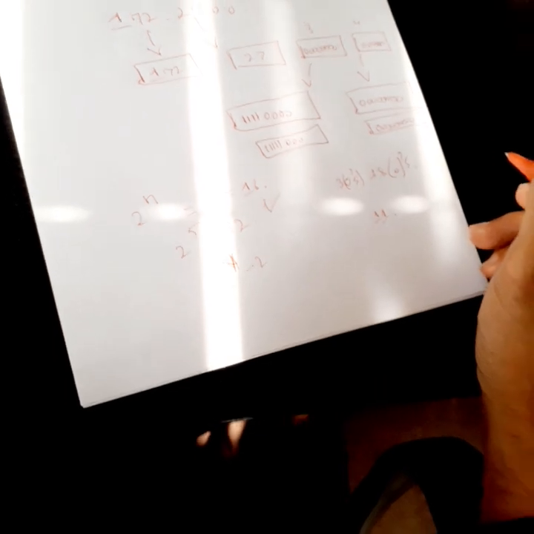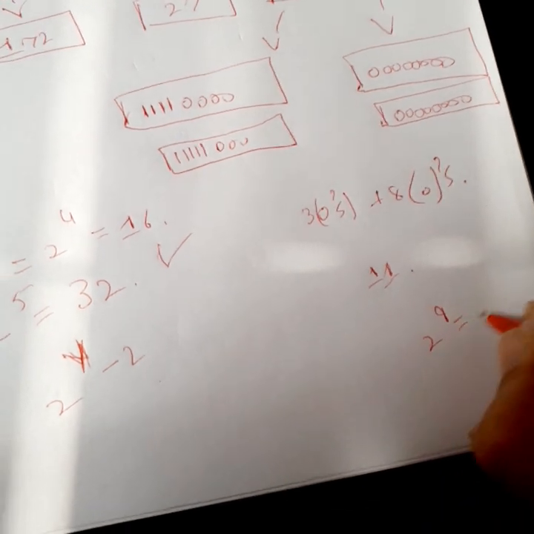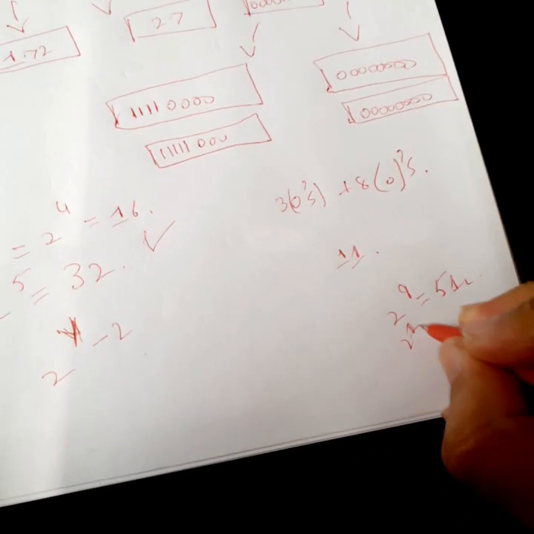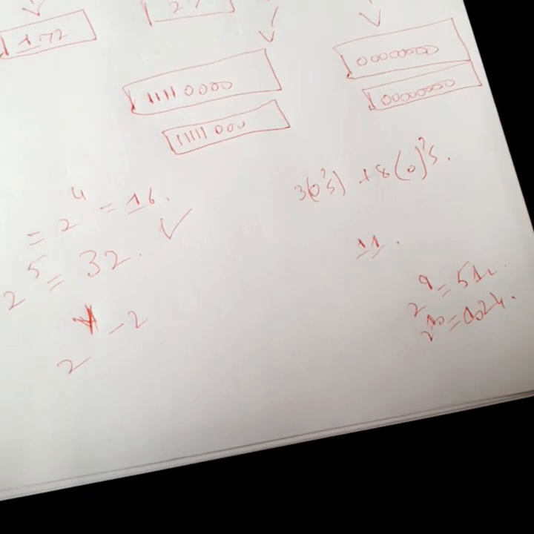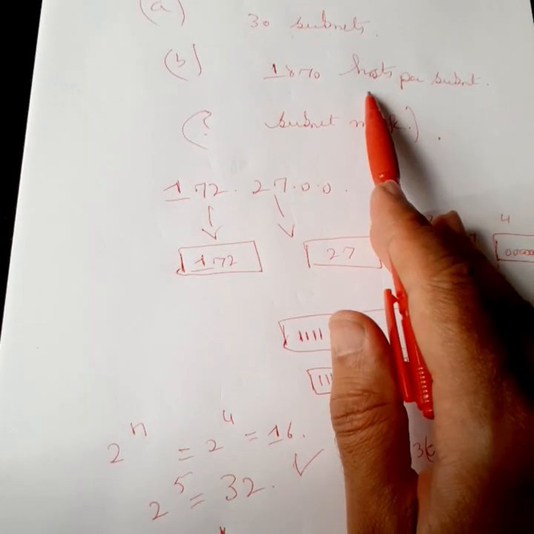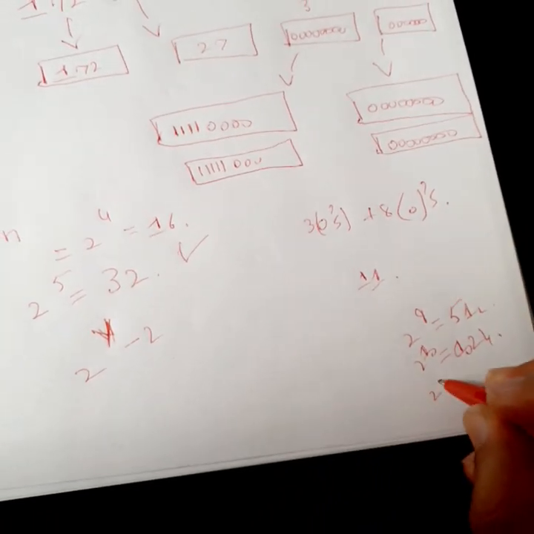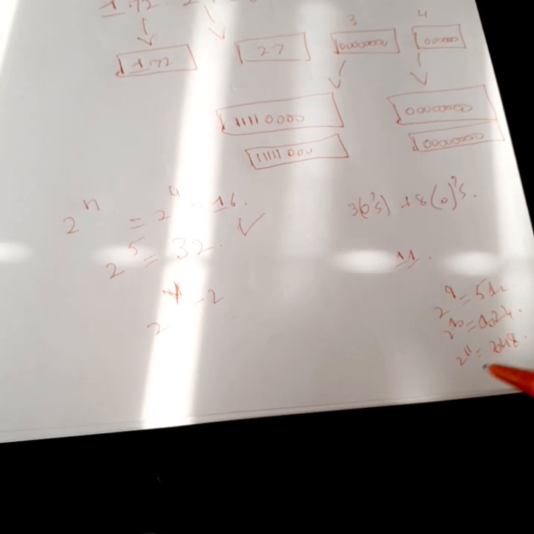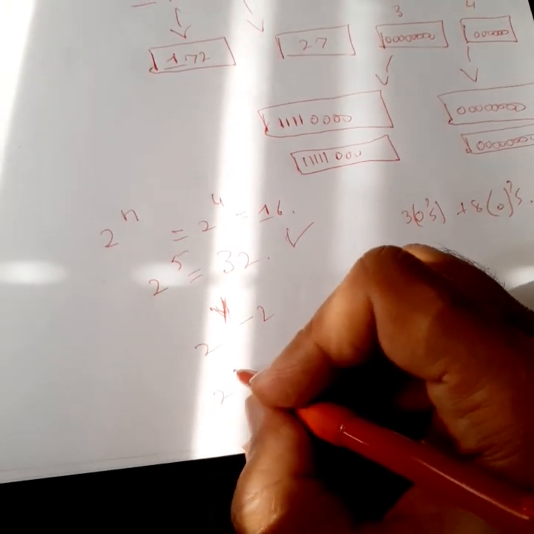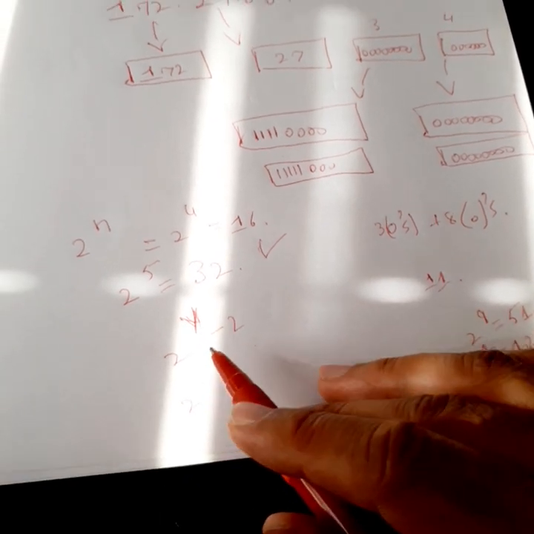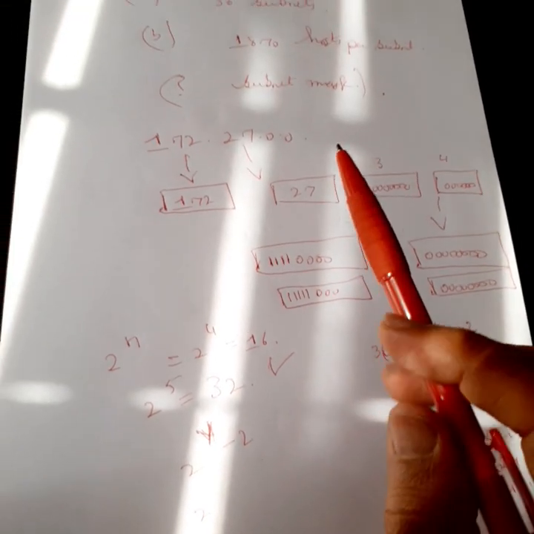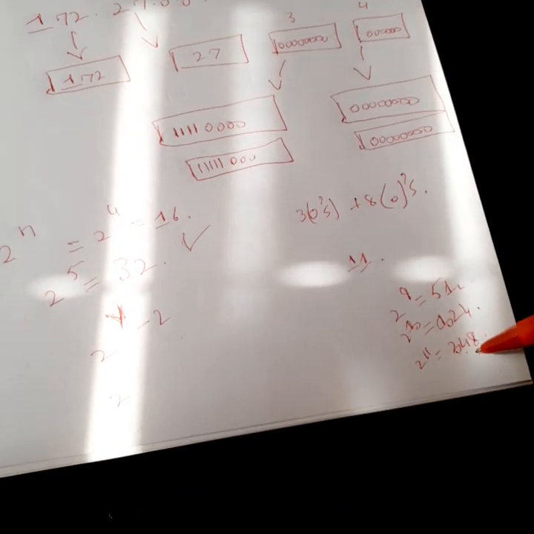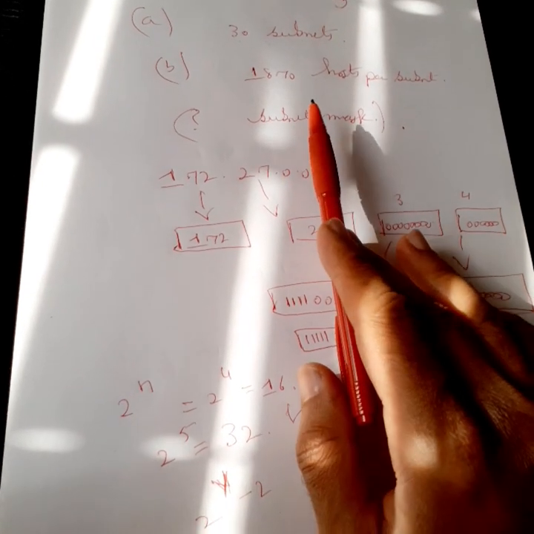Anyone know what 2 to the power 11 is? No? Right, let's see. 2 to the power 9 is 512. 2 to the power 10 is 1024. You know where I'm going? We need 1870 hosts per subnet. So 2 to the power 11 is equal to 2048. That's going to be our value here, which proves it. At the moment, we don't need to solve it further. It is giving us 2048 hosts per subnet.